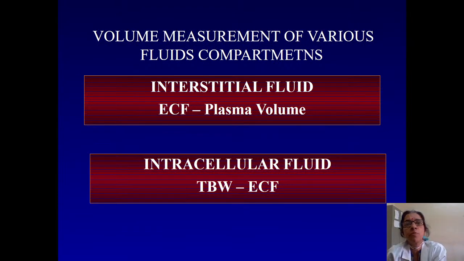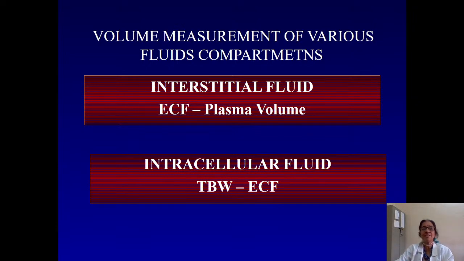So, volume measurements of various fluid compartments. If you want to measure the interstitial fluid, you should know your ECF. ECF minus plasma volume will be interstitial fluid, because plasma volume plus interstitial fluid gives you ECF. If you want to know the intracellular fluid, total body water minus ECF will give you the intracellular fluid, because ECF and ICF make up the total body water.